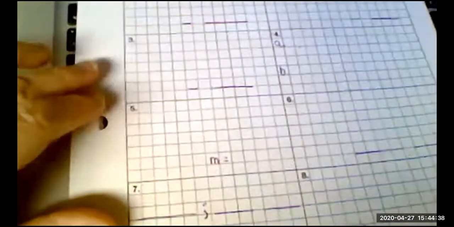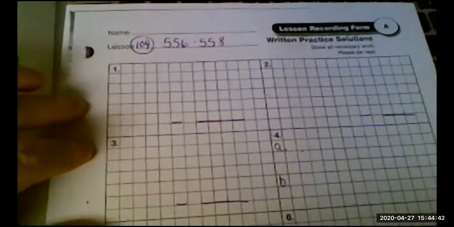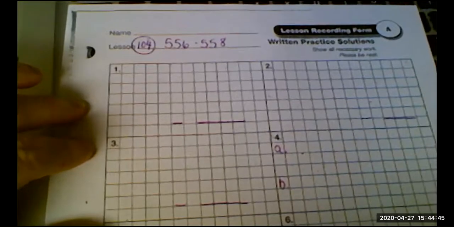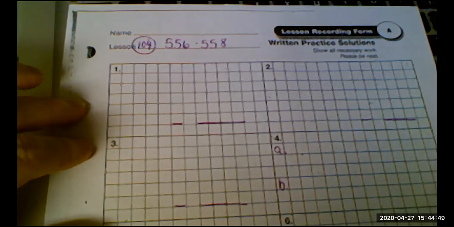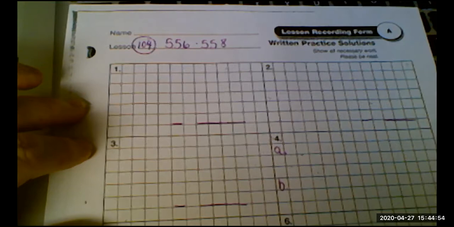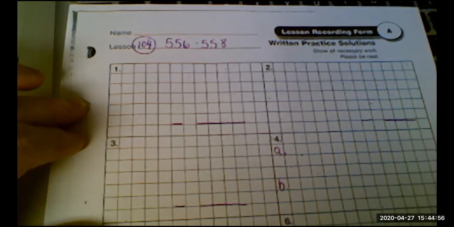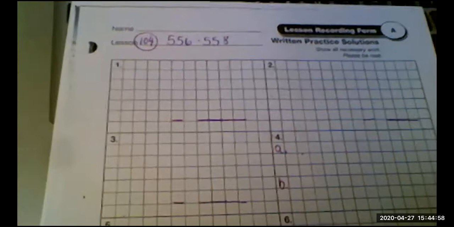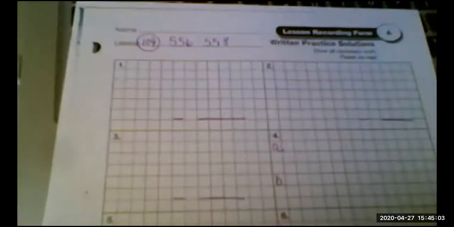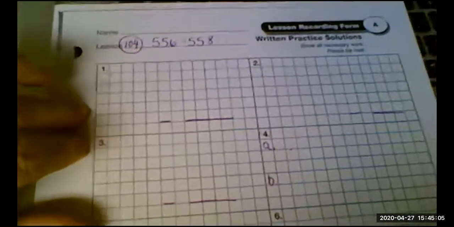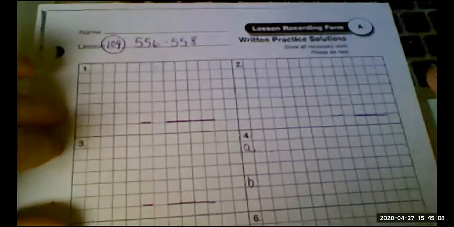math lesson. Lesson 104, pages 556 to 558. I think you won't have a lot of trouble with these. I am going to say pay attention to words like expanded form or estimate or, let's see what else, compatible numbers. We don't have any long division today, so there won't be anything for us to write up in that top corner.